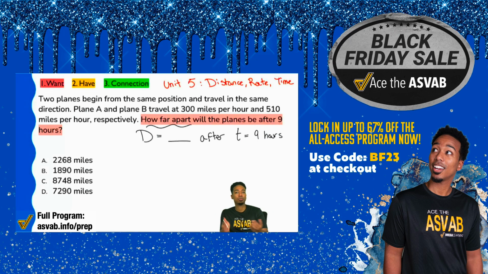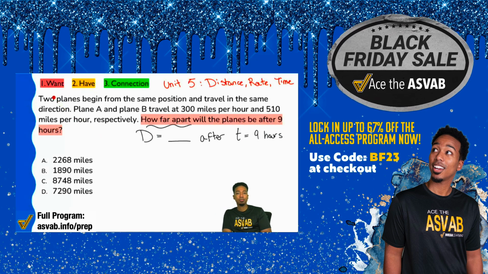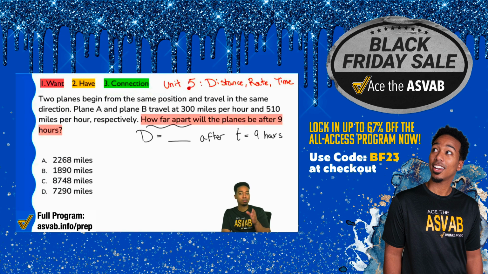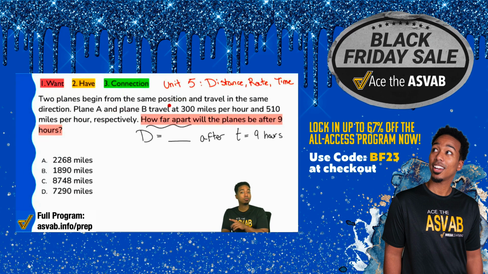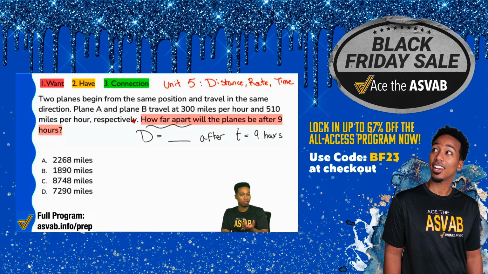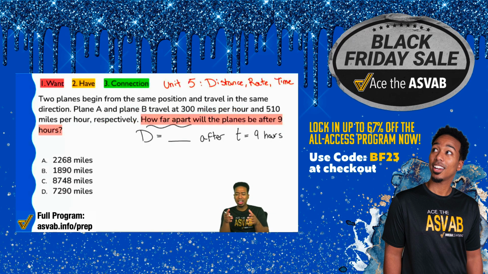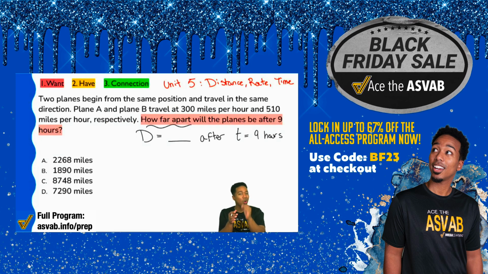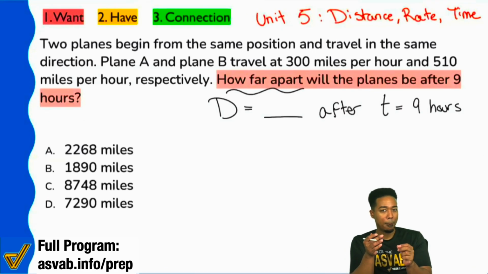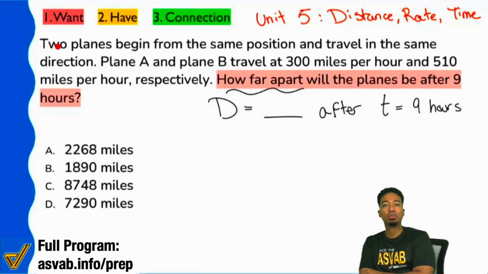It's what's going to happen when we read the information that's going to reveal to us what we're actually supposed to do. So here it says, hey, two planes begin in the same position and travel in the same direction. Plane A and plane B travel this many miles an hour and that many miles an hour respectively. Now, how fast they're traveling doesn't matter as much as what these planes are doing. Everyone, it says right here, two planes begin from the same position and travel in the same direction.